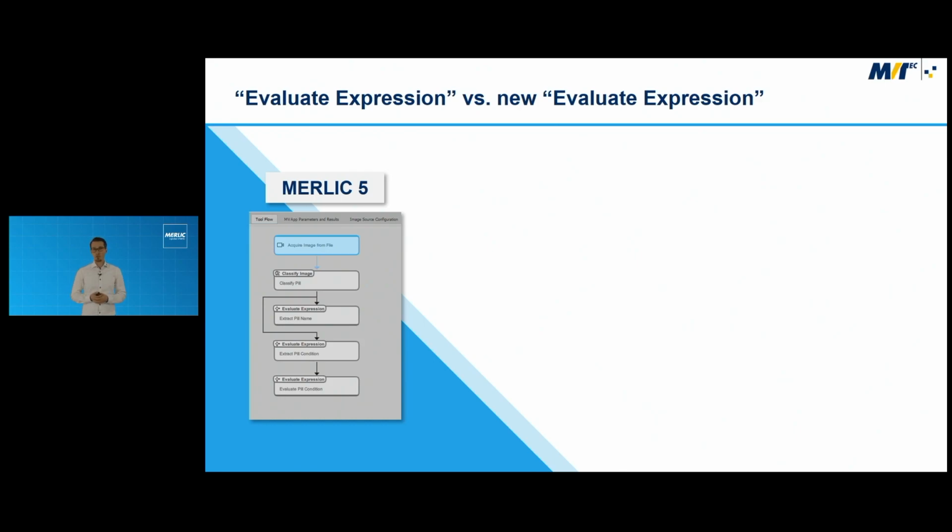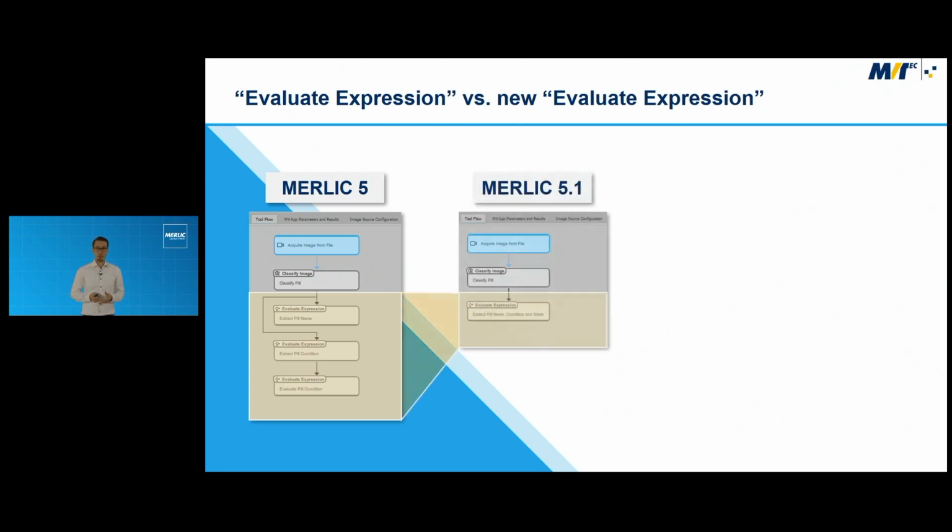The first tool is the image acquisition, the second one is the image processing, and these three tools are only there for preparing the information for the front end and a little bit of logic inside the MV app. And with MERLIC 5.1, the same MV app looks like this. We reduced these 3 evaluate expression tools to 1.